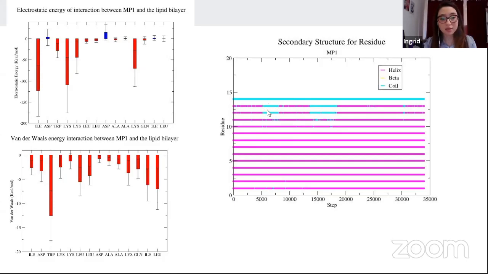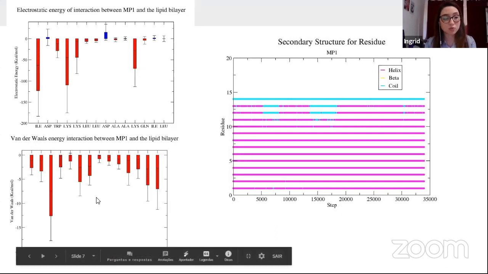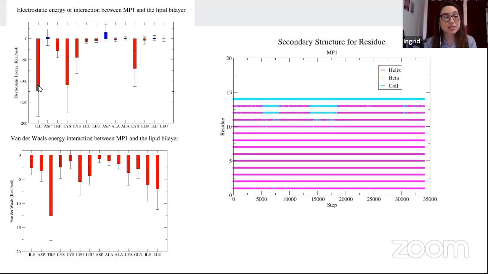And just the C-terminus part gets unfolded. I also wanted to see the difference of energy between van der Waals and electrostatic interaction. And as a result, I got, obviously, the electrostatic part is way higher, way more negative than the van der Waals part.